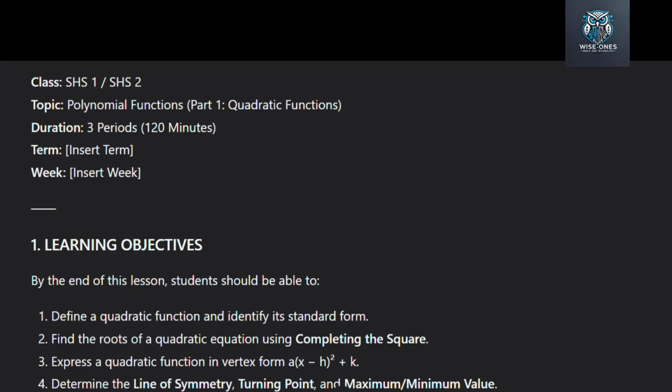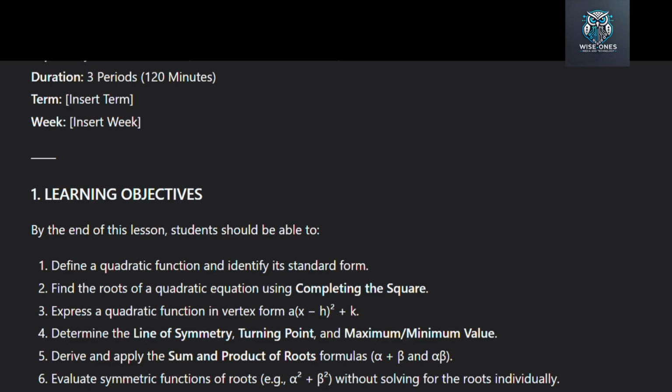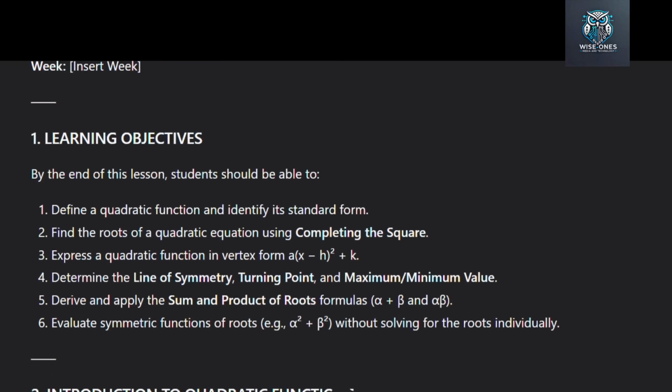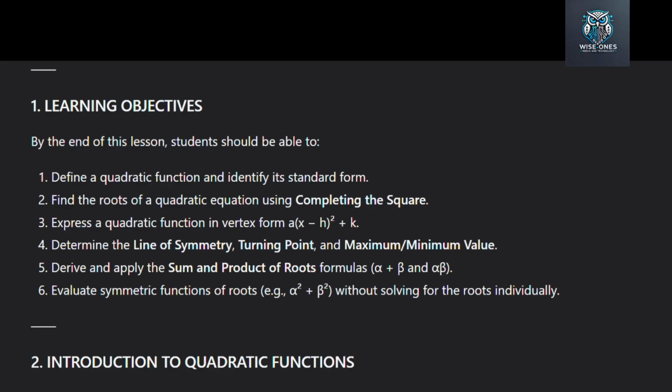Let us look at what we want to achieve by the end of this lesson. These are our learning objectives. By the time we finish, you should be able to define a quadratic function and identify its standard form. You will learn how to find the roots of a quadratic equation using a method called completing the square. You will learn how to express a quadratic function in vertex form, which looks like a times open bracket x minus h close bracket squared plus k. You will learn how to determine the line of symmetry, the turning point, and whether the function has a maximum or a minimum value. You will learn how to derive and apply the sum and product of roots formulas.